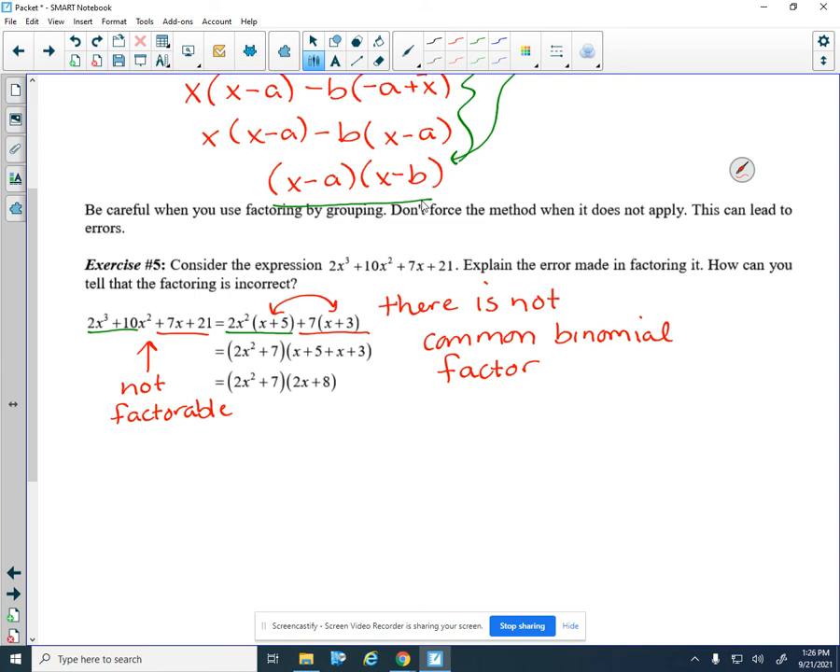So I can tell that's incorrect. Something else I could do to check it is if I plugged a number in here, like if I plugged x equals 5 in here and x equals 5 in here, we would not get that they were equal. And anytime we factor, the original has to be the same thing as what we end with.